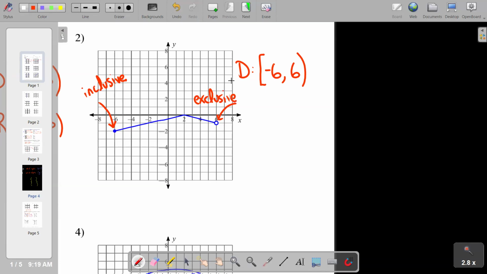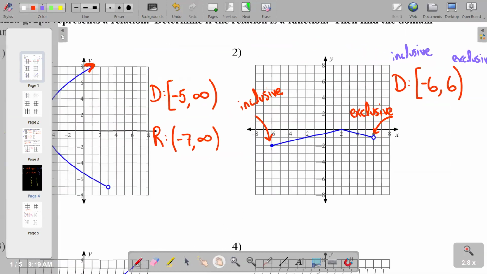The difference between a colored in dot and a non-colored in dot is the difference between a round bracket and a square bracket. We use square for inclusive. We use round for exclusive, which begs this question. All right, wise guy, Mr. Ahern, why did you use an exclusive bracket for your infinities?